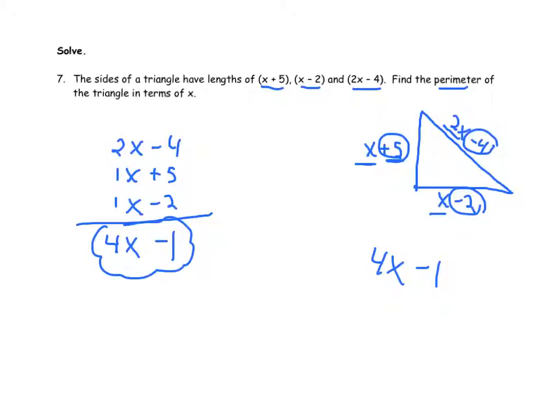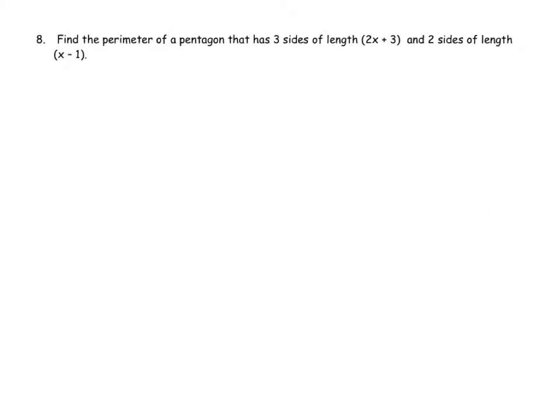Let's do 2 more. Okay, write this problem down. It says find the perimeter of a pentagon that has 3 sides of length 2x plus 3 and 2 sides of length x minus 1. So the perimeter means we're going to add everything together. But I notice that you have 3 of them that are the same length, and 2 that are the same length. So what I would do is actually multiply instead of add the ones that are alike. I have 3 times 2x plus 3, and then plus 2 times x minus 1. I'm going to add all of that together.